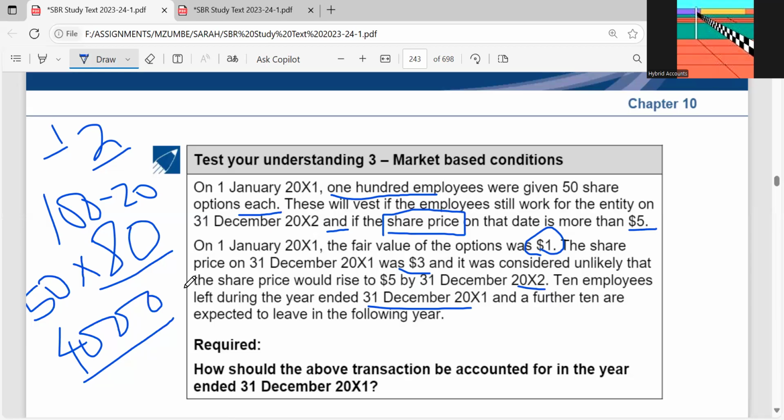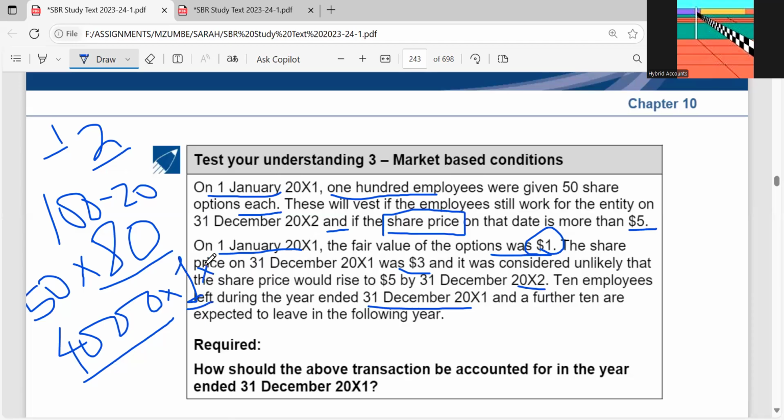Okay. So after having this 4,000, now you need to know the worth of these options. So you multiply by the fair value of the options at the grant date. Always note that. For equity settled, you should multiply by the fair value of options at the grant date. On 1st January is when the options were given. So that was the grant date, right? And you are told here on 1st January, on that grant date, the fair value of the options was $1.